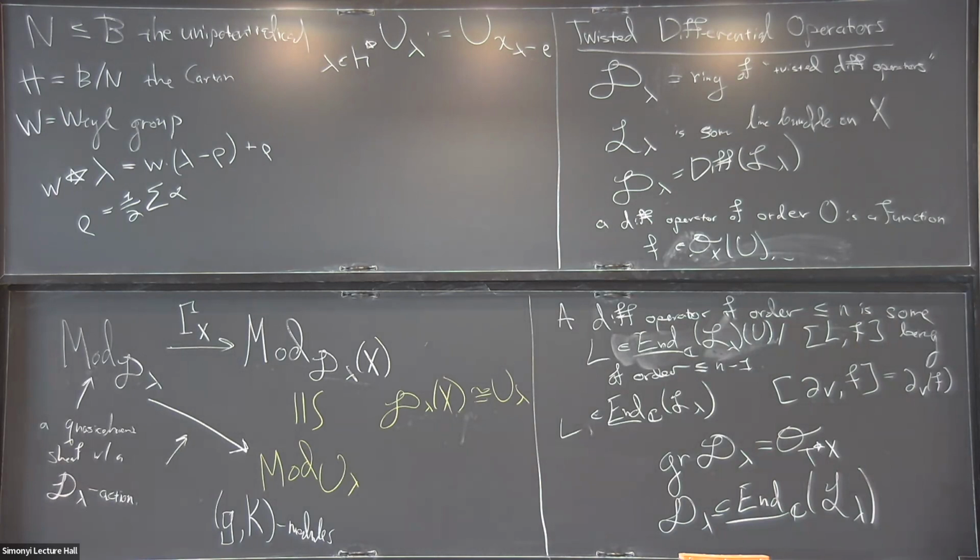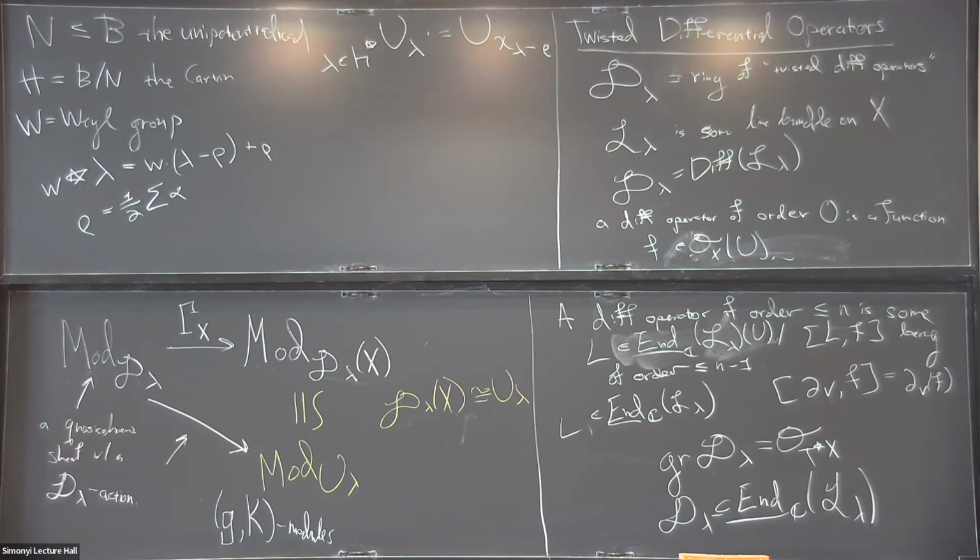Then it's the trivial one. When lambda is 0, it's the trivial one, and there's no global section except constants. Is that right? Yeah, because there won't be any holomorphic functions on something proper like G. So if lambda is not anti-dominant, you can still define this map, but it will be the 0 map.